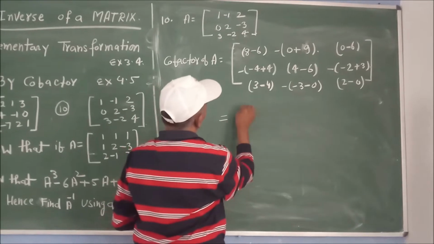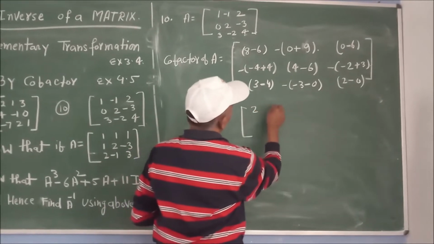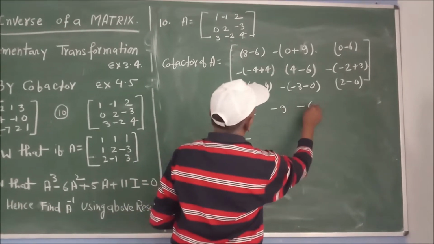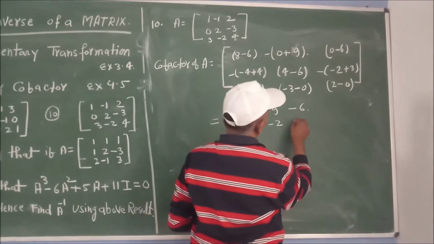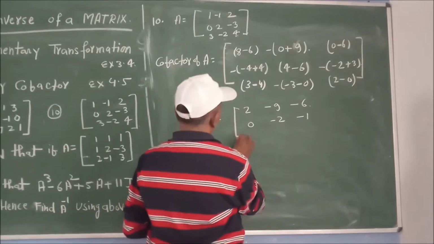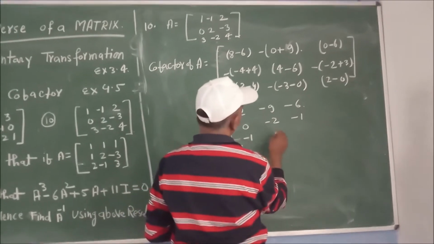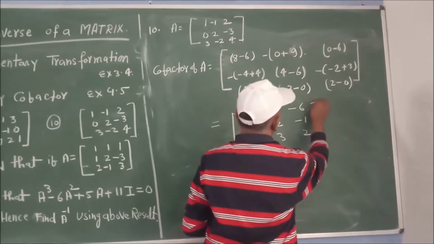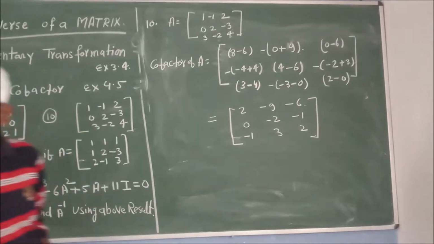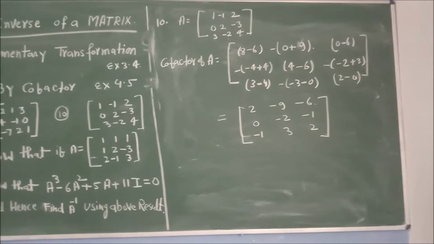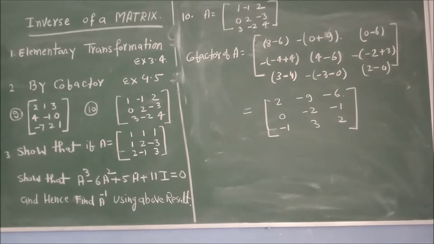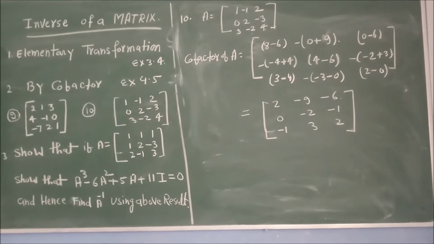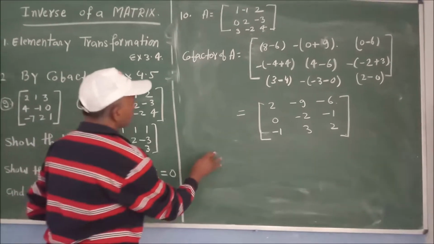So your solution will be 2, minus 9, minus 6, 0, minus 2, minus 1, and again minus 1, 3 and 2. Check whether it is correct or not. So 2 minus 9 6, 0 minus 2 minus 1, minus 1 3 and 2. It is correct.